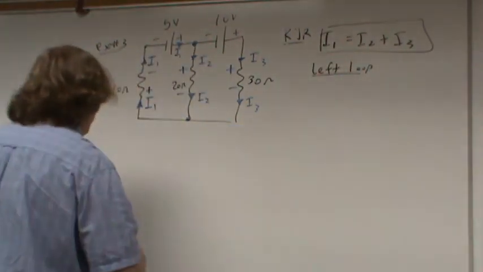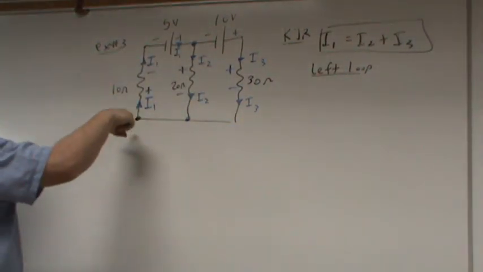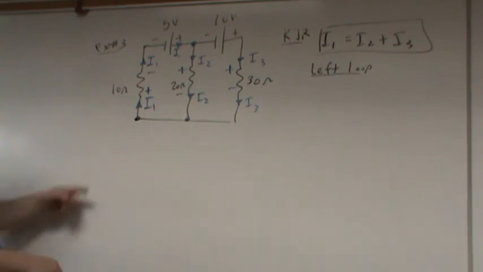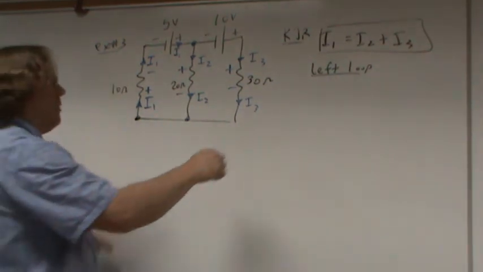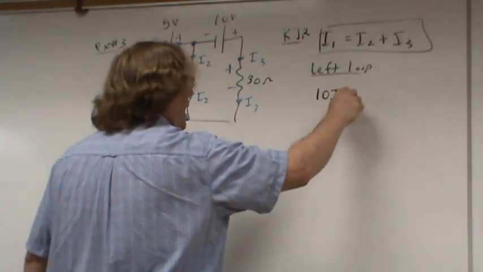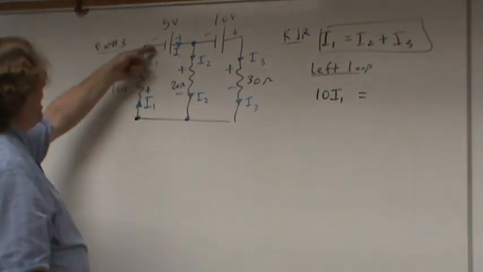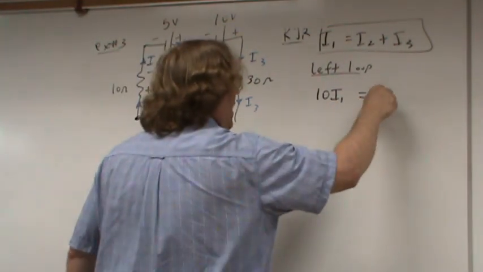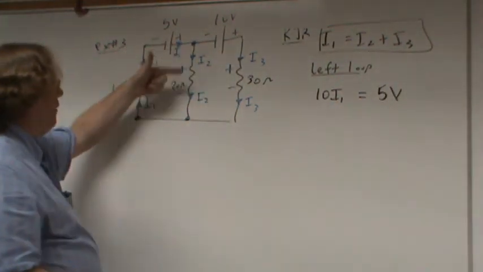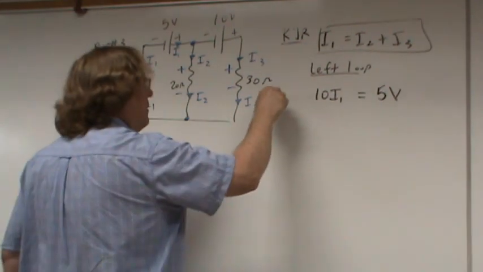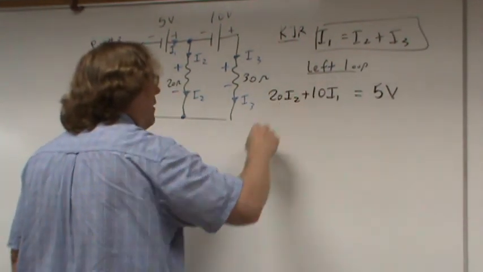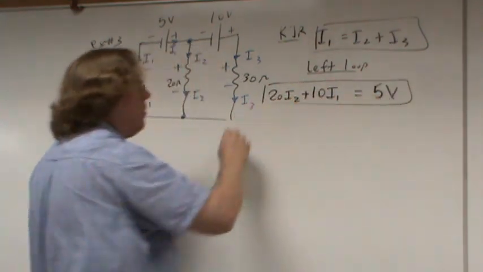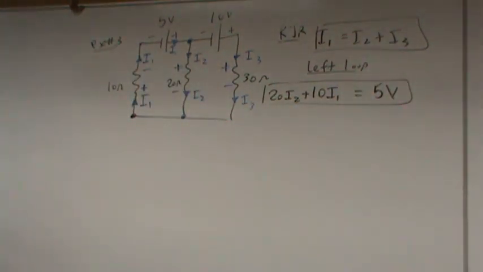Looking at the left loop, I want to remind you, you're going to start at a point and then go clockwise or counterclockwise. I'm going to start here. I've got a voltage drop, 10 I1. Then I have a voltage rise of 5 volts. And then I've got a voltage drop of 20 I2. Almost everybody I checked was getting that okay. The only difficulty people had was on the right loop.